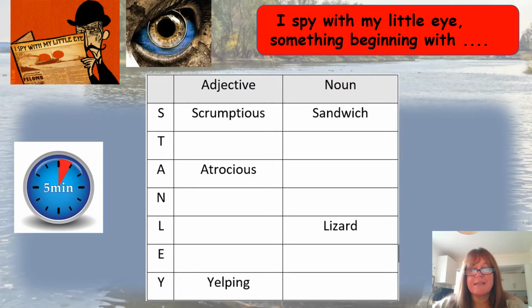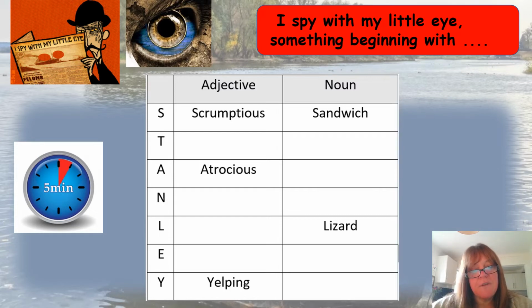Your starter for today is I Spy with My Little Eye. What you have there is the name Stanley, and then a column with adjectives and a column with nouns. Now this is quite difficult, it might take you longer than 5 minutes. You have to think of an adjective and a noun beginning with the letters on the side. So for S we have got scrumptious sandwich.